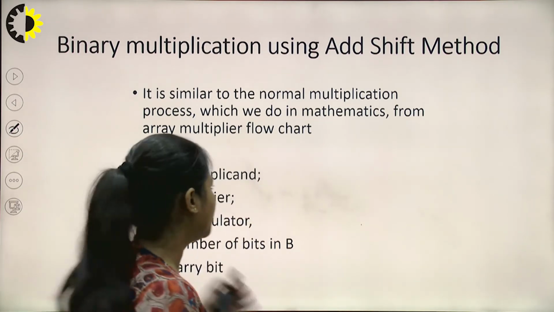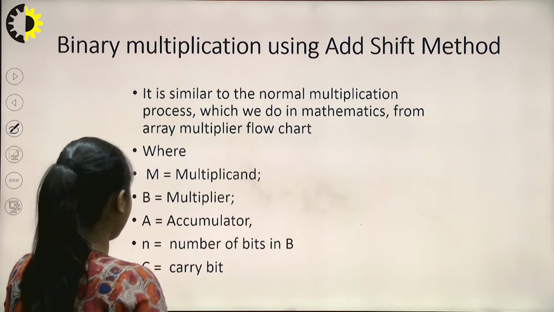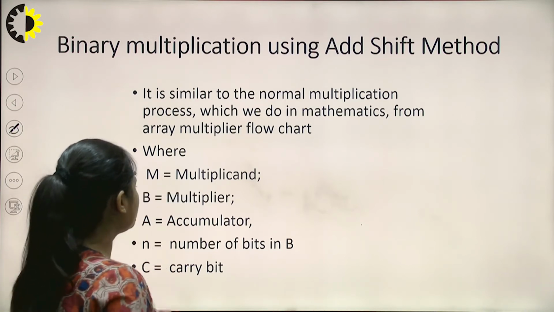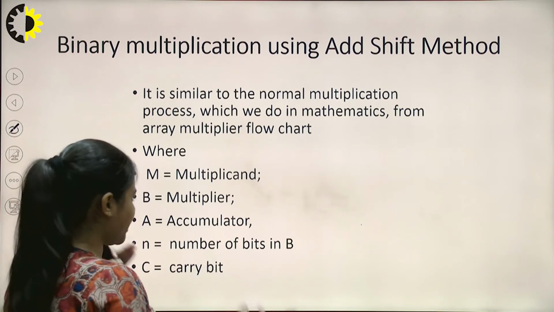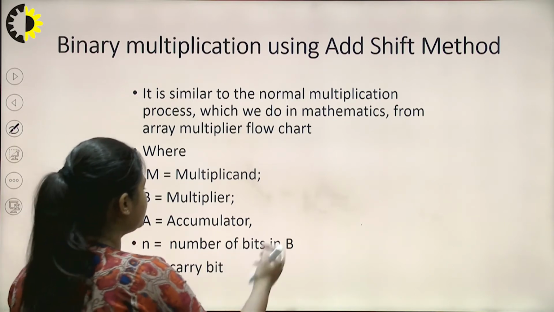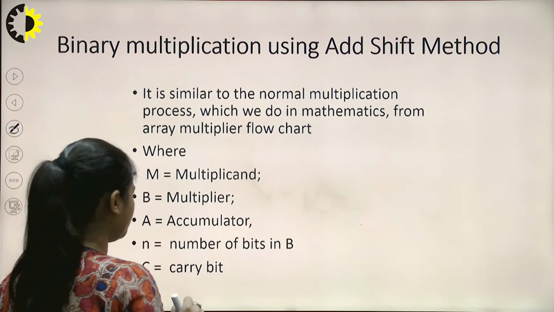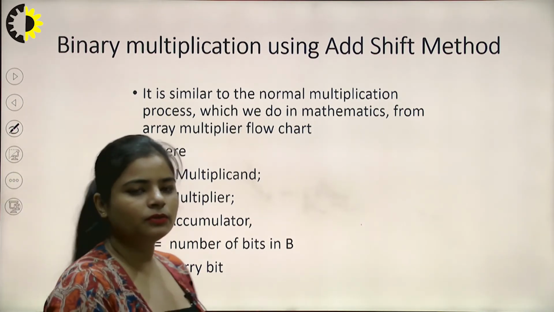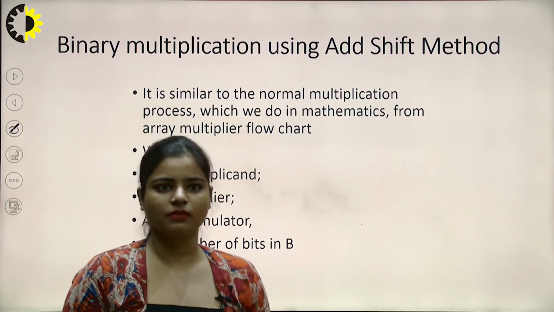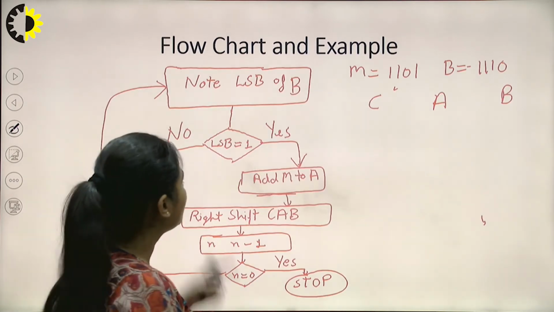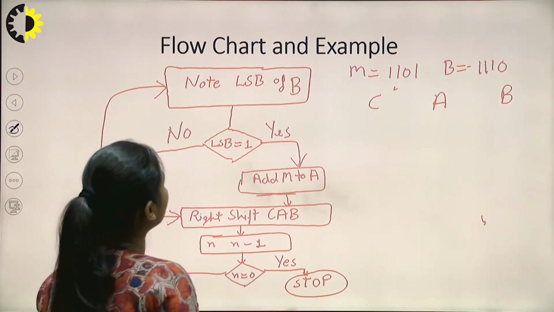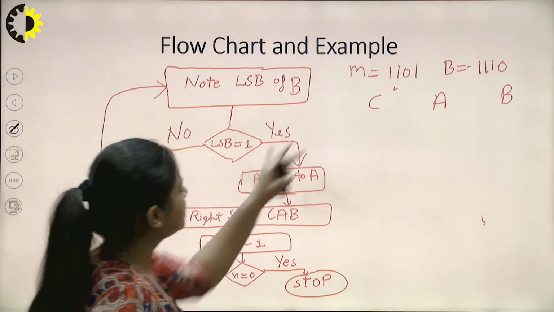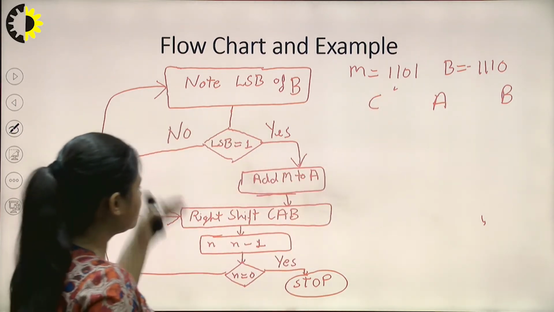Okay, so here we are having some variables like M, B, A and C. M denotes the multiplicand, B denotes the multiplier, A is the accumulator, n is the number of bits available in B, the multiplier, and C we take as a carry bit. So we will do some calculation while using the flowchart. Let's see. This is the flowchart of binary multiplication using the add and shift method. We will solve this question by using this flowchart.